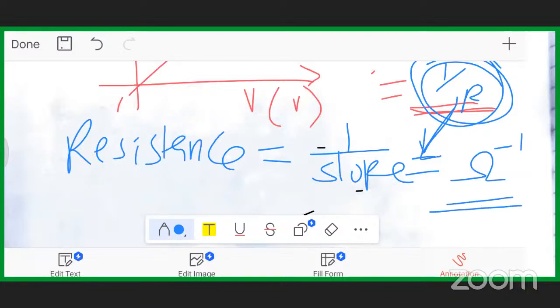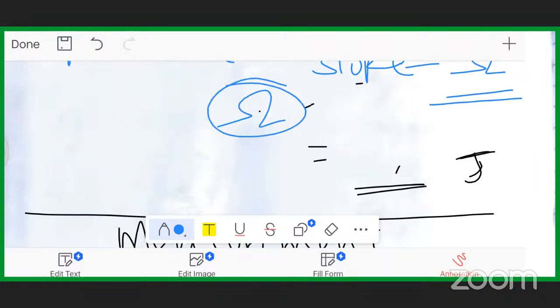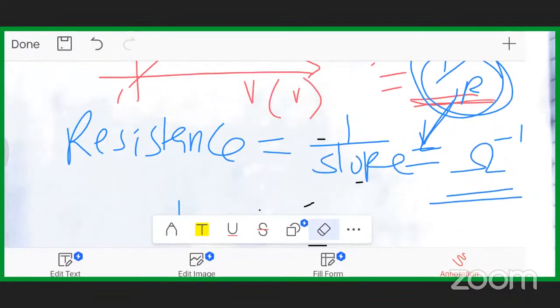It is just the inverse of ohms, which is to mean its reciprocal, or per. Anyway, so that is that, if you draw that graph that way.